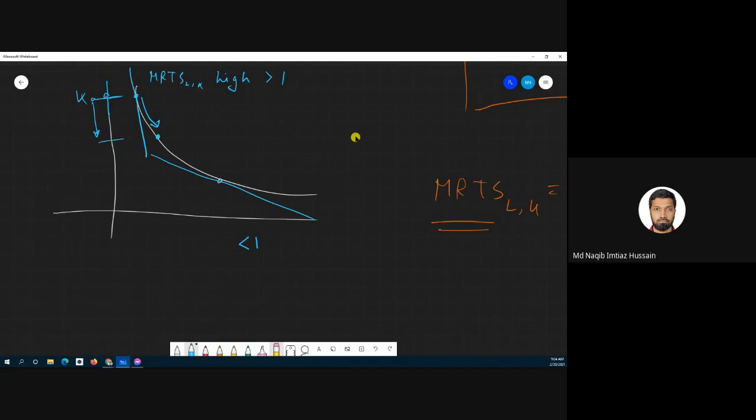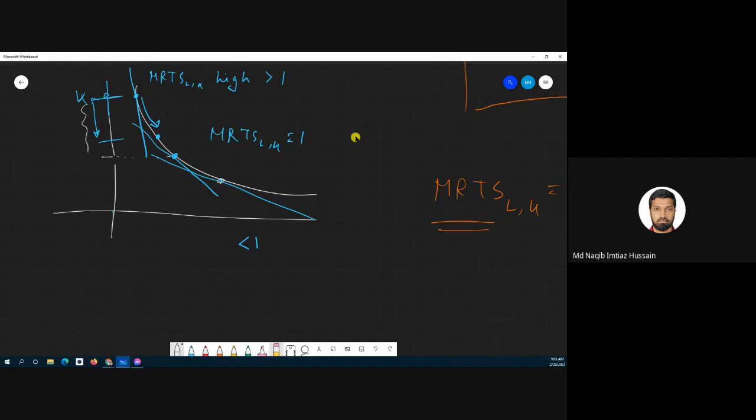Or if you want to really go for a better operation point, you would be looking at a point like this. Okay? Where your MRTS LK is becoming equal to 1, sorry, not 0. It's equal to 1, and at that point you will be saving some capital.